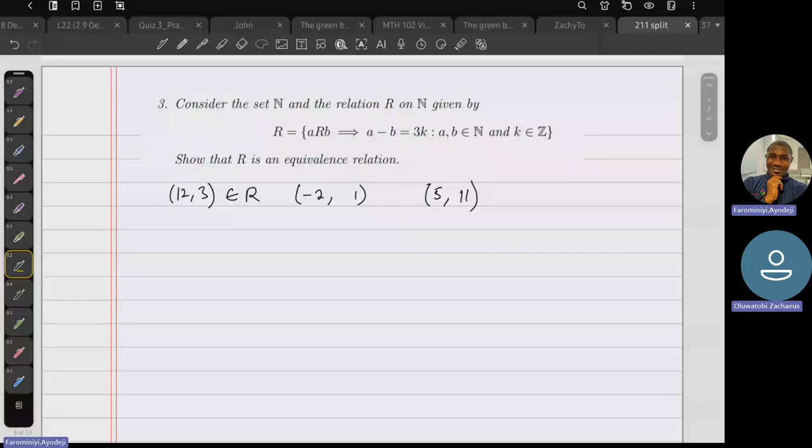Why? 5 minus 11 is negative 6. We can write it as 3 times negative 2. Beautiful. That K is negative 2. Good. Now let us show that it is an equivalence relation.